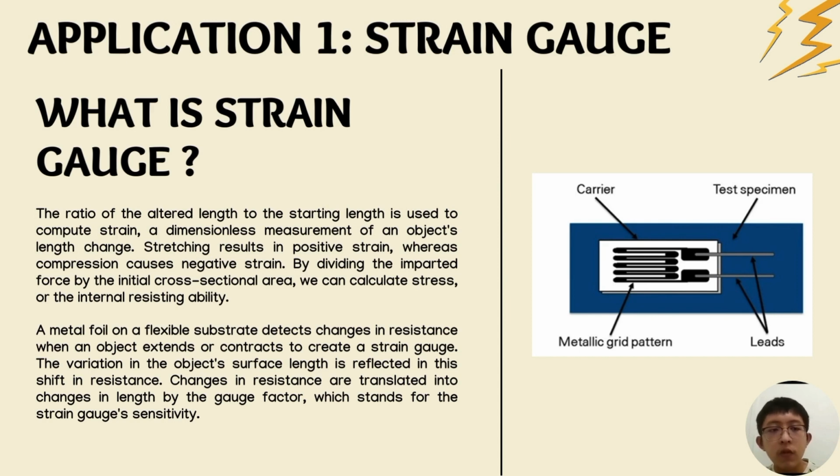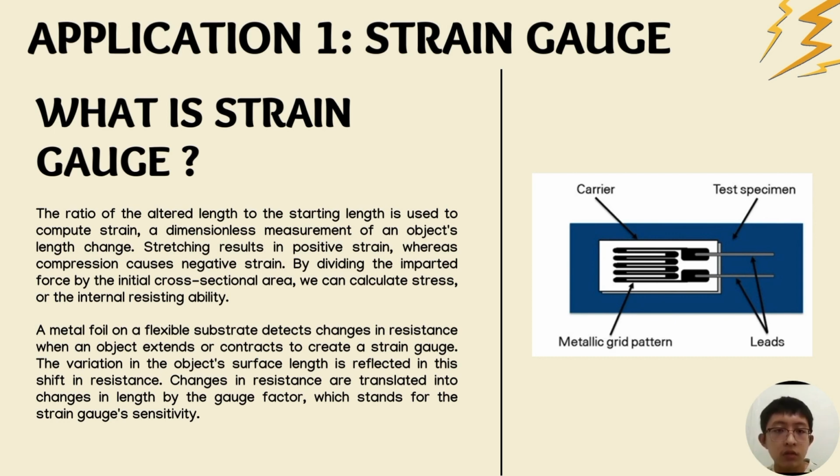By dividing the imparted force by the initial cross-sectional area, we can use it to calculate stress, or the internal resisting ability. A metal foil on a flexible substrate detects change in resistance when an object extends or contracts to create a strain gauge. The variations in the object's surface length are reflected in this shift in resistance. Changes in resistance are translated into change in length by the gauge factor, which stands for the strain gauge sensitivity.